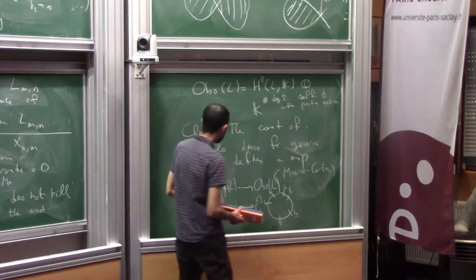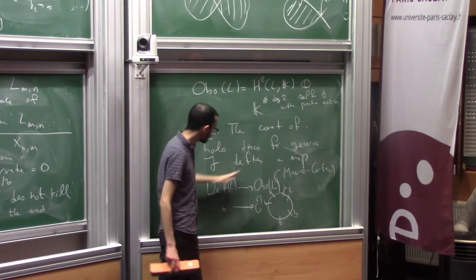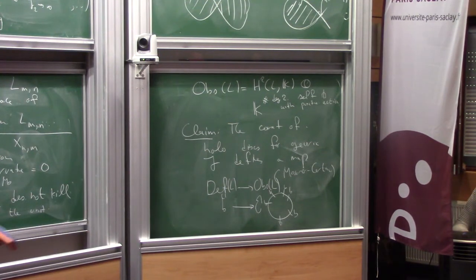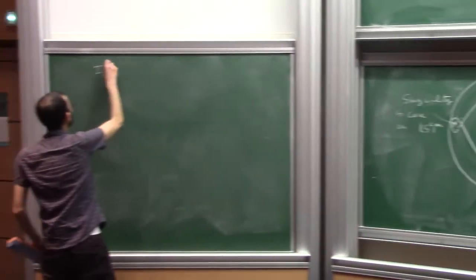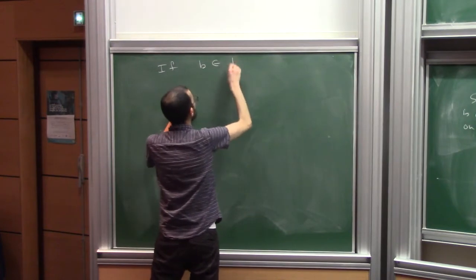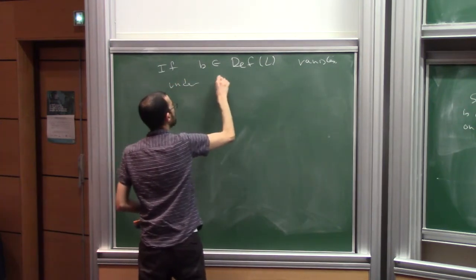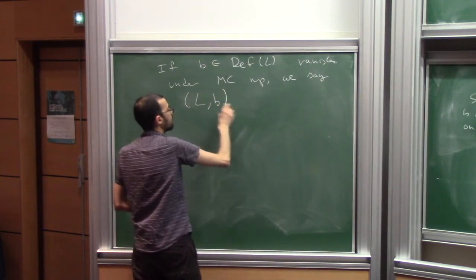So then what we're looking for is classes B in H1, and self-intersections, with the property that the image under this map is zero. And those are the non-zero objects. From that, we figure out the unobstructed objects. Now some terminology: if B vanishes under Maurer-Cartan, we say, as FOOO say, the pair L comma B is unobstructed. And then once you have it, you can compute the Floer group and ask whether it's zero.